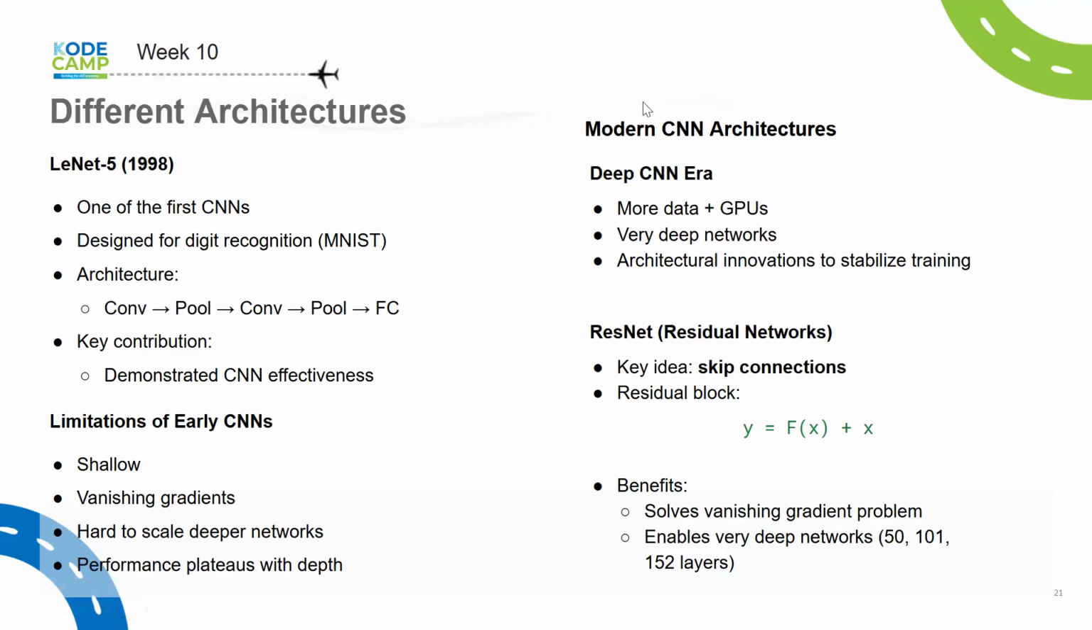But in today's era, you have far more capable deep neural networks, because there's more data to train models. There's more computational capability with GPUs. So you have very deep networks. There are also architectural innovations to stabilize training, to minimize vanishing gradients and so on.